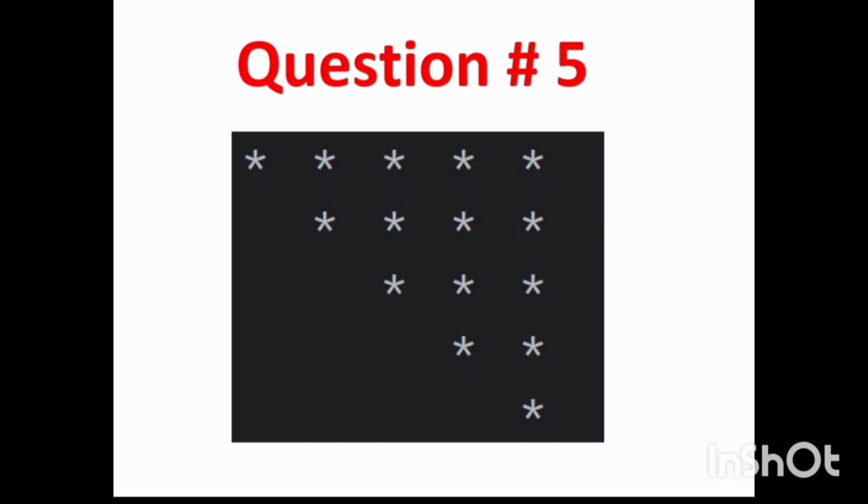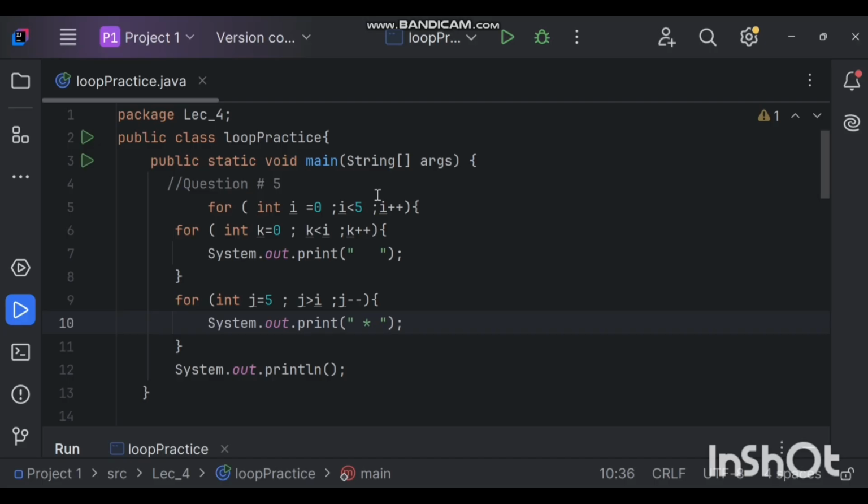So let's check question number 5. Guys, we are back with question number 5. This is actually the inverse of question number 4. In question number 4, in the first row, first we want to print the blank spaces, and at the last we want to print the star. But this is the inverse. Here, in the first row we want 5 stars and 0 spaces. In the second row we want 1 space and 4 stars. In the third row we want 2 spaces and 3 stars, and like this.